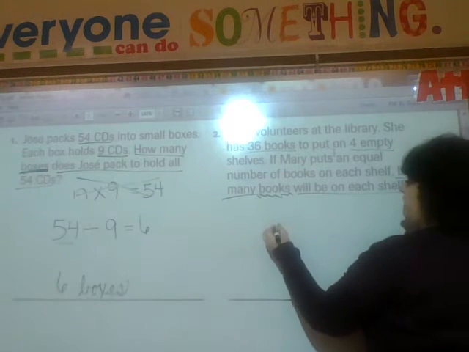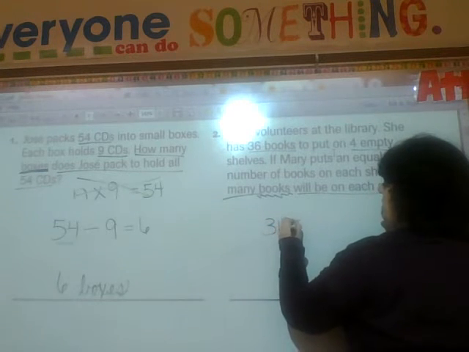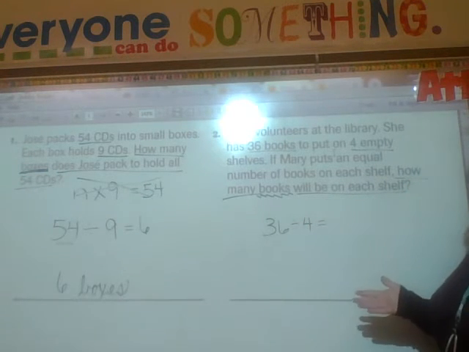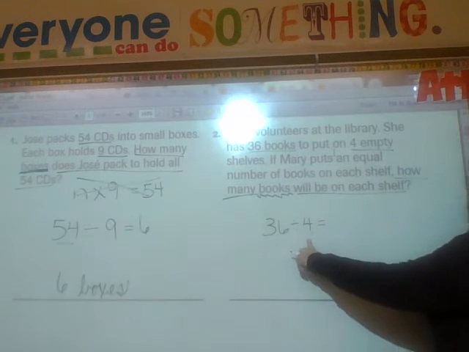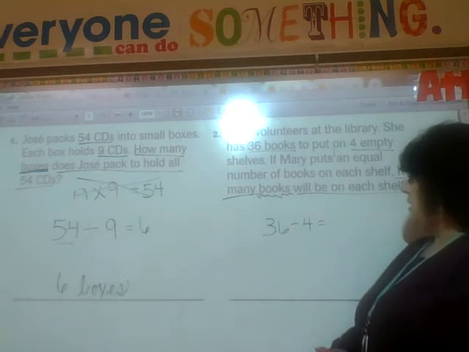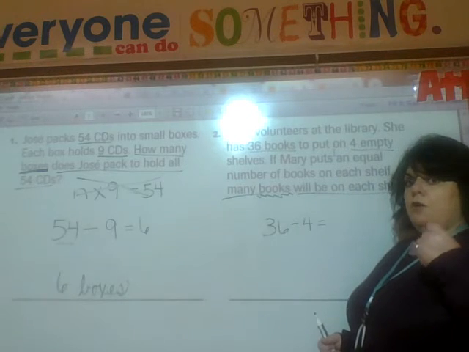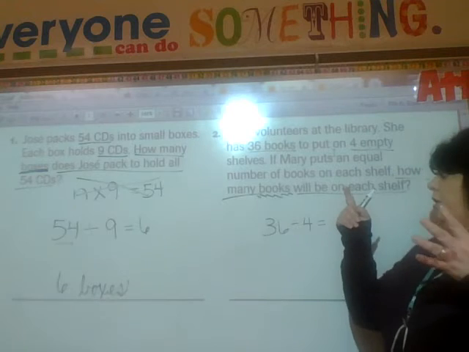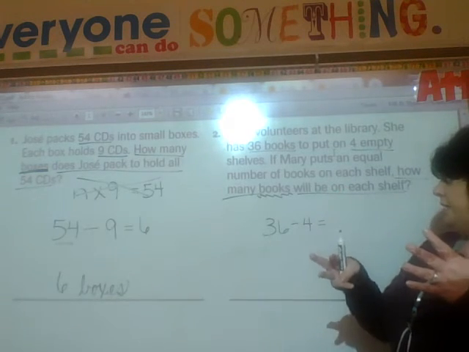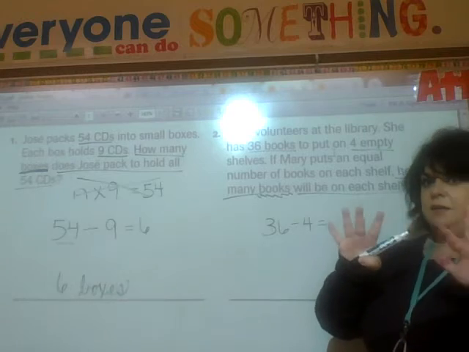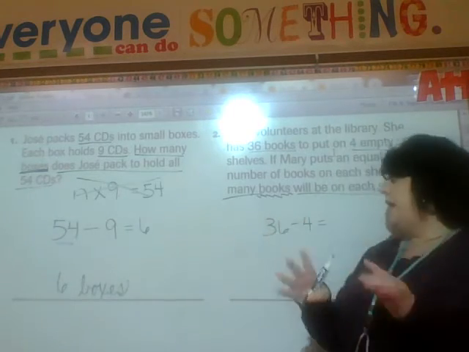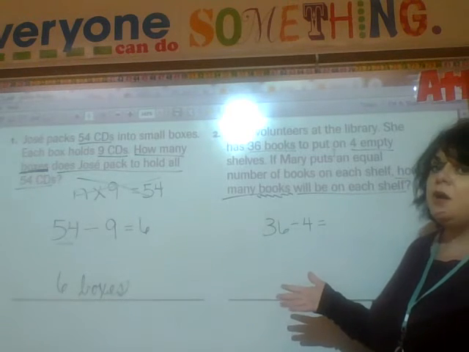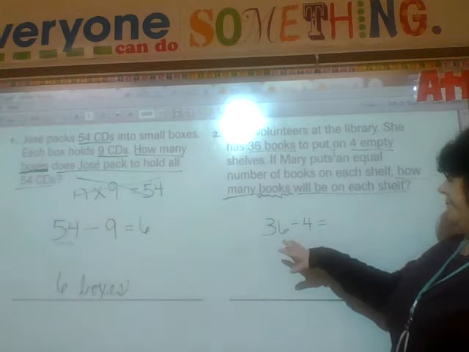So we have 36 divided by 4 equals. And maybe you don't know. You could count by 4s. You could sing your 4 songs, right? 4, 8, 12, 16, 20, 24, 28, 32, 36. Ooh, what is that? 9, right? So 9 times 4 is 36, but maybe you don't know that song. You got to figure it out another way.